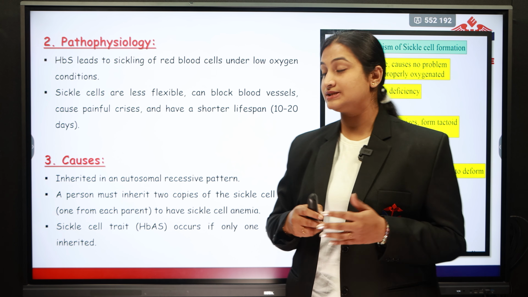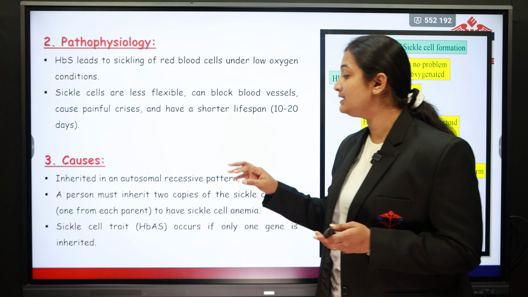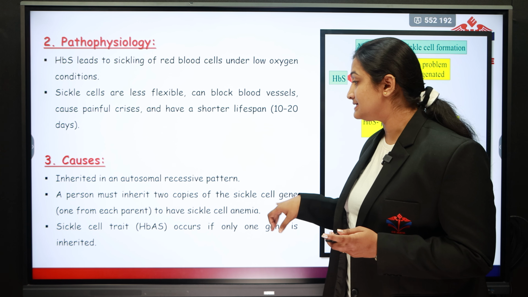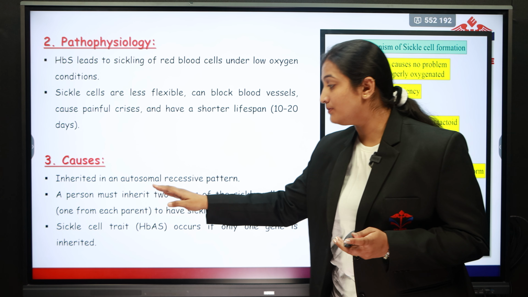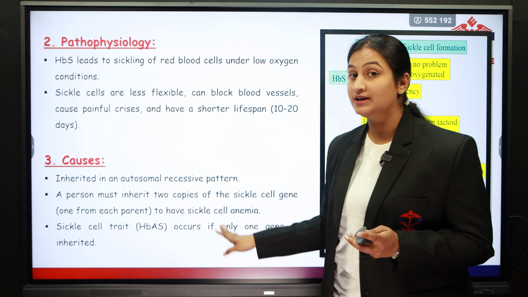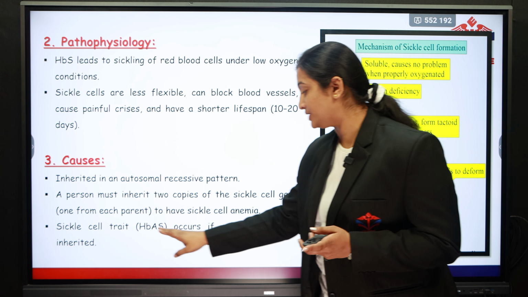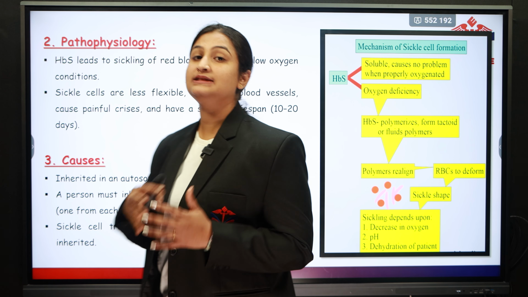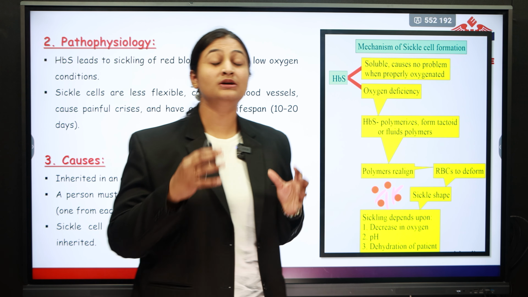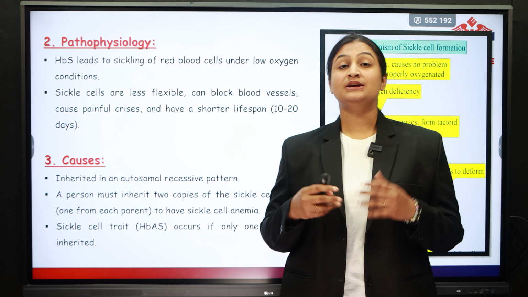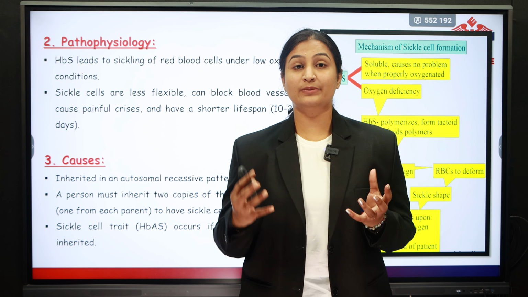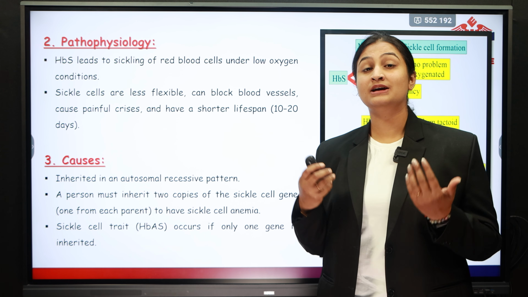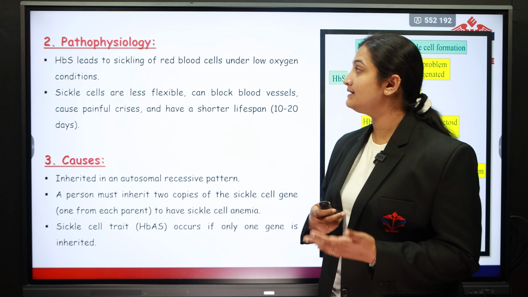Then coming to the causes. It is inherited in an autosomal recessive pattern, and the person must inherit 2 copies of the sickle cell gene, one from each parent, to have sickle cell anemia. Sickle cell trait occurs if only one gene is inherited. So whenever you get sickle cell anemia, you have to remember a blood disorder wherein there is abnormal hemoglobin. That should come to your mind in the beginning when you're reading or writing about sickle cell anemia.